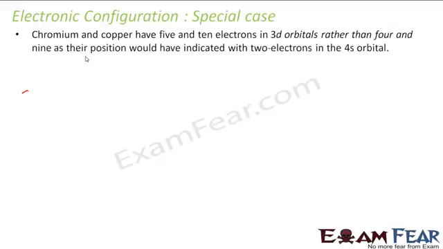Obviously, there are exceptions in the electronic configuration. If you see copper and chromium, they have 5 and 10 electrons in 3d orbitals rather than 4 and 9. Let me draw the copper and chromium electronic configuration so you understand this. Chromium has 24 electrons and copper has 29.